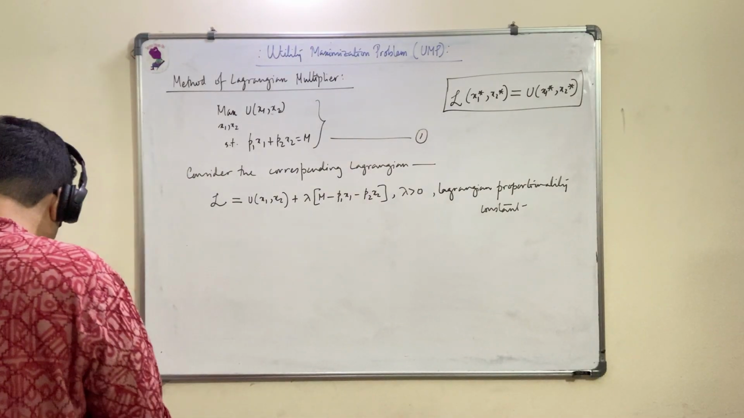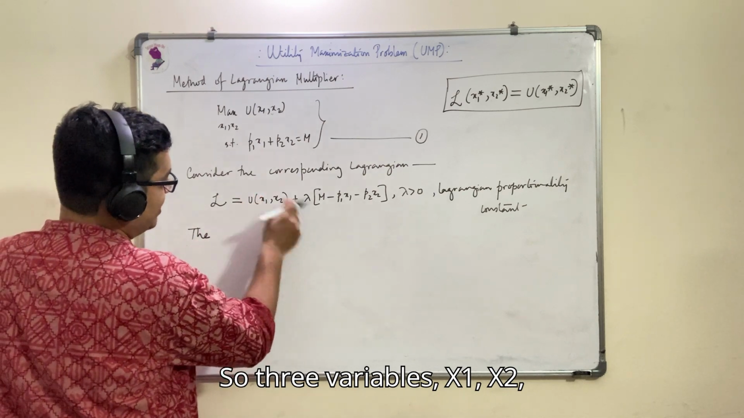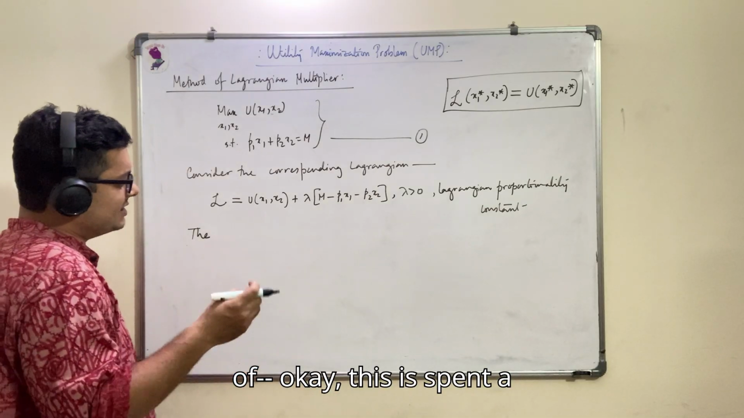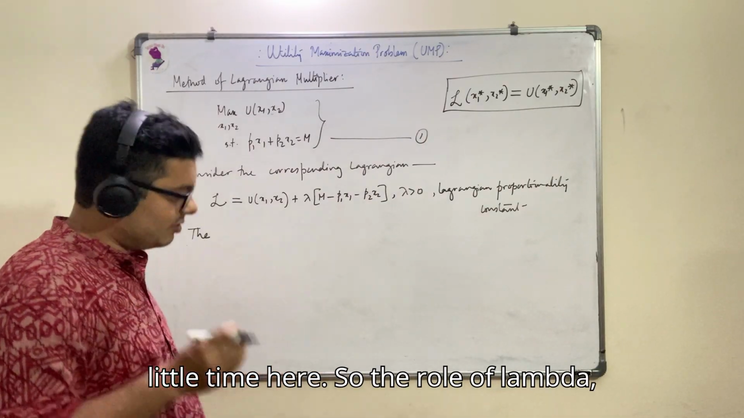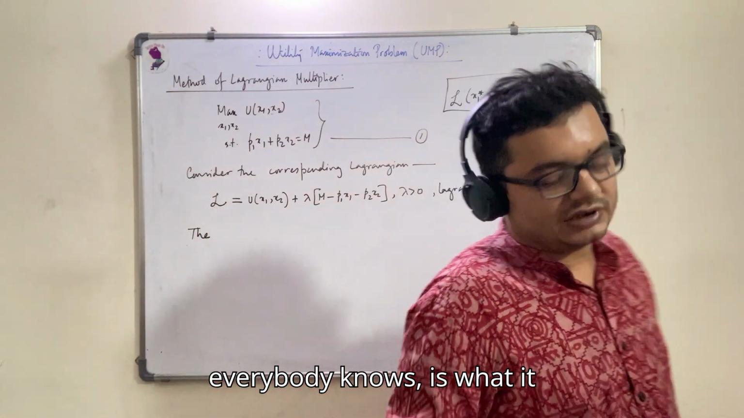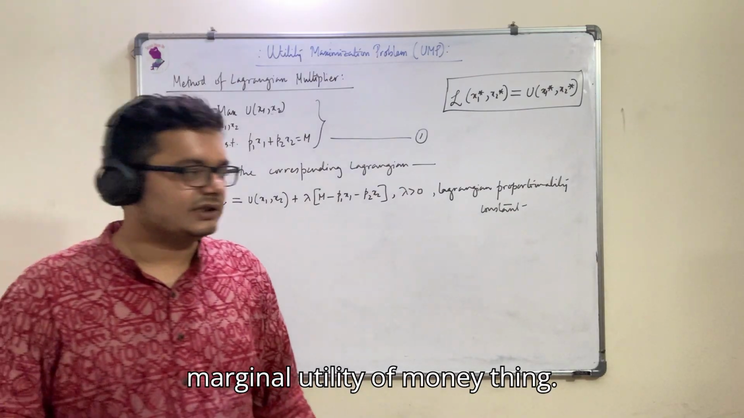Okay, right. So 3 variables, x1, x2 and lambda. Lambda takes the effect of, okay, let us spend a little time here. So the role of lambda, everybody knows, is what it shows. Okay, we are going to derive that marginal utility of money thing.